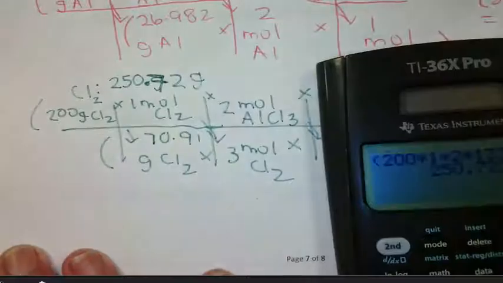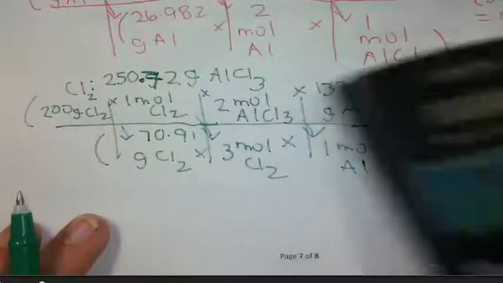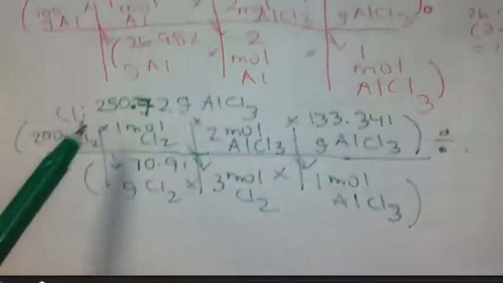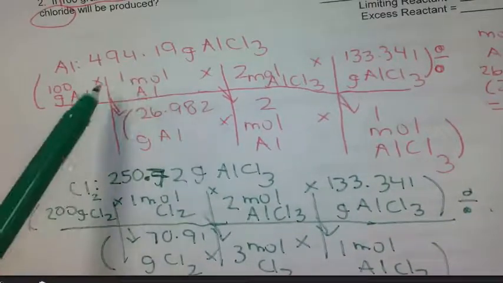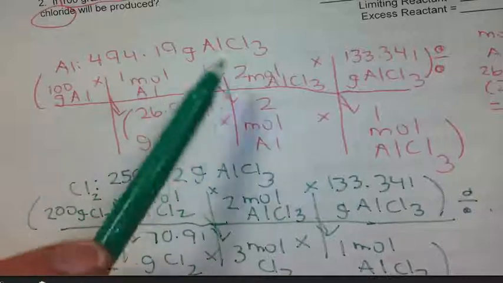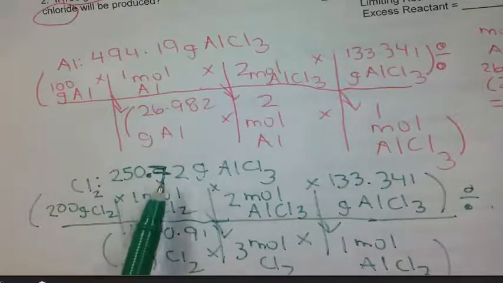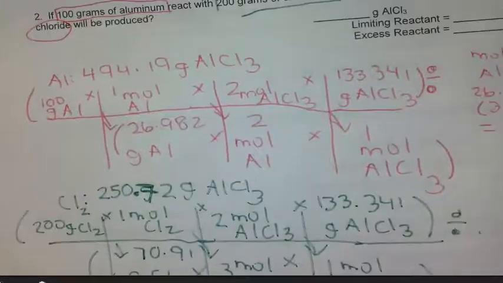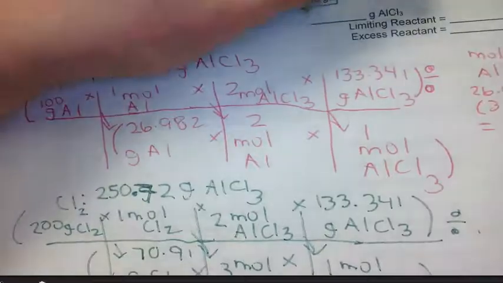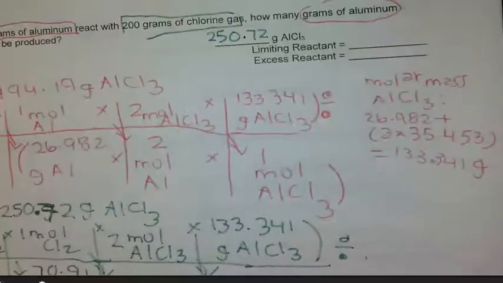grams of aluminum chloride. So remember, at the end, what you want to do is compare them. And you want to think, okay, so if I use aluminum, I can make 494.19 grams of aluminum chloride. But if I use chlorine, I can only make 250.72 grams of aluminum chloride. So that's the amount we can make. That's what we're going to run out of. So the answer is we can make 250.72 grams of aluminum chloride.